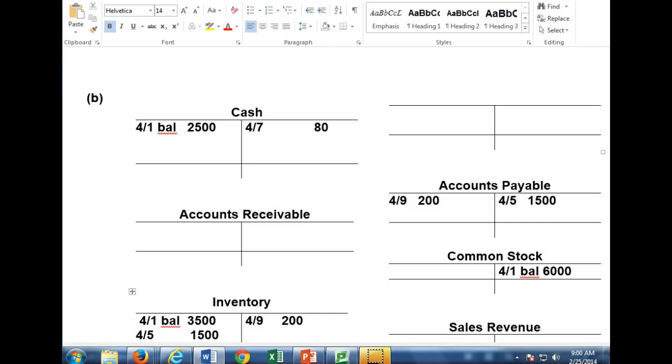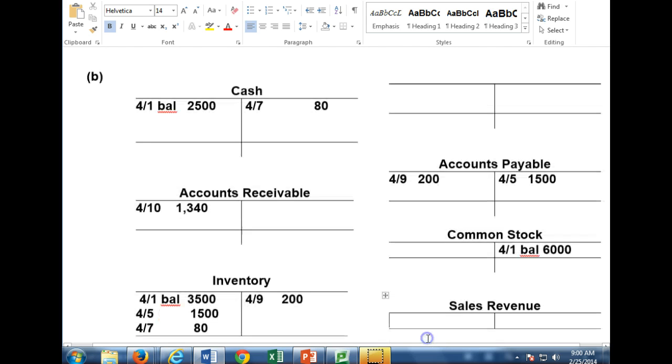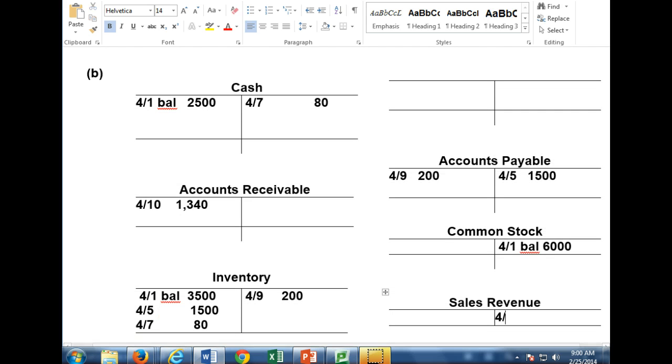Accounts receivable for 1,340. Okay, on April 10th, 1,340. Okay. Credit sales revenue. We're going to credit sales revenue for the same amount on April 10th, 1,340. Okay, what else are we going to do? That's it there. Who wants to take the next transaction?